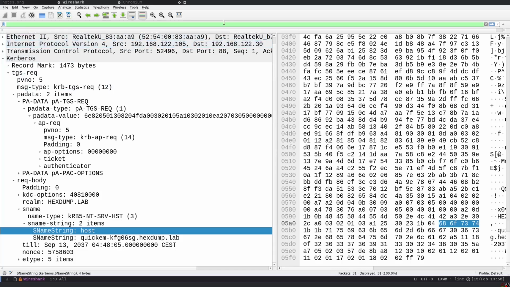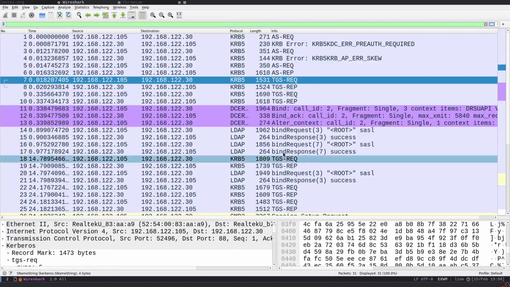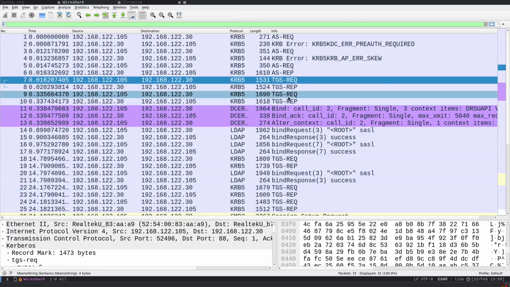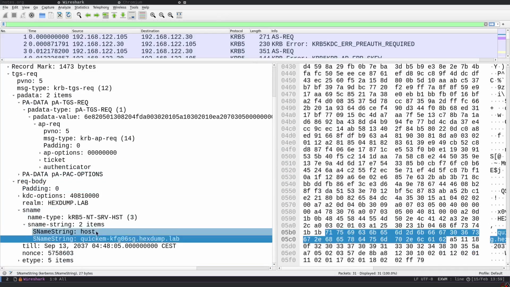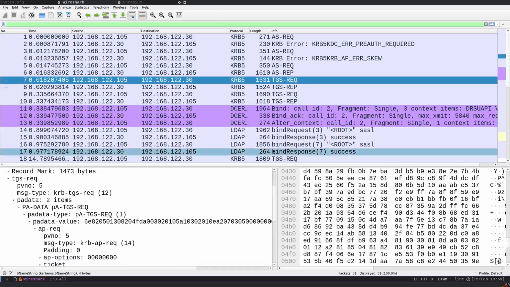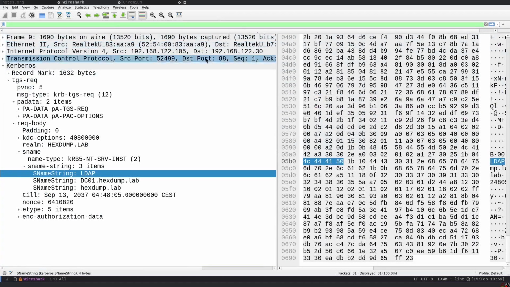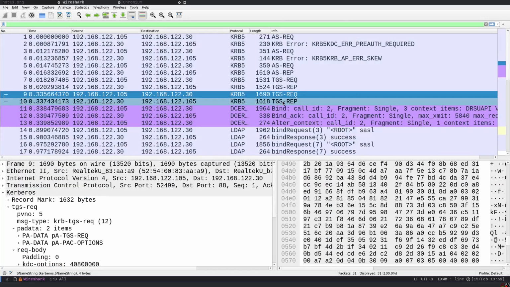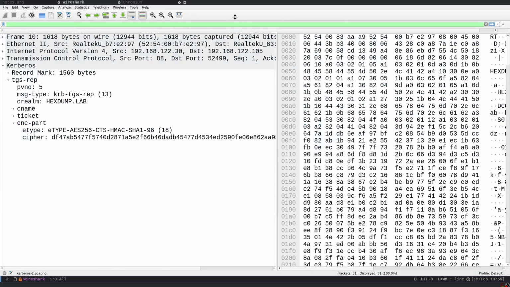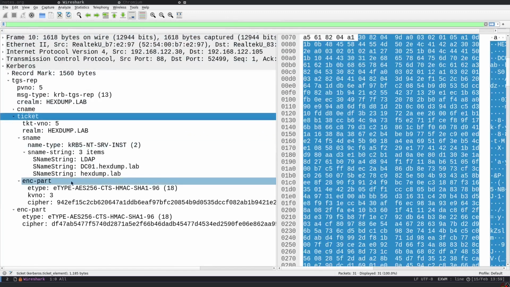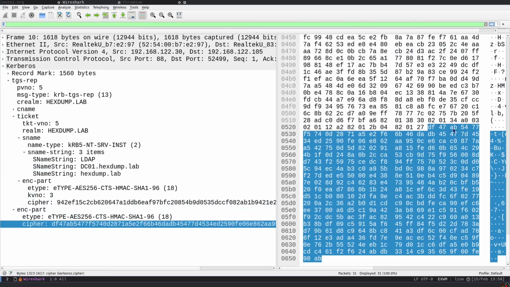And if we go into Wireshark here, essentially we see that, okay, we have the TGS-REQ. Here we have a bunch of requests. This one is for the service principal name host, while this other is for the service principal name LDAP. So this is the most interesting one. Then we have a TGS-REP. This contains the service ticket and the encrypted part for the user, which contains the service session key. So the user decrypts this and obtains the session key.